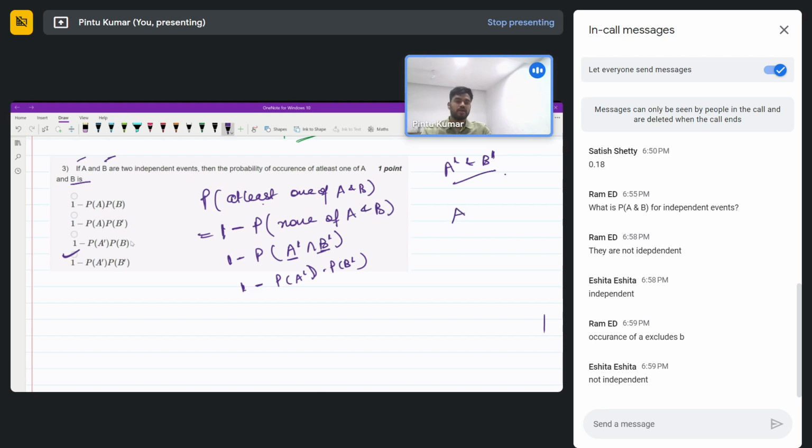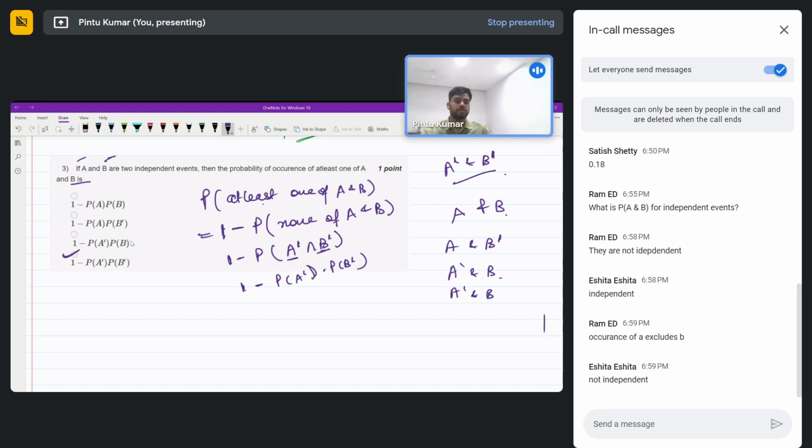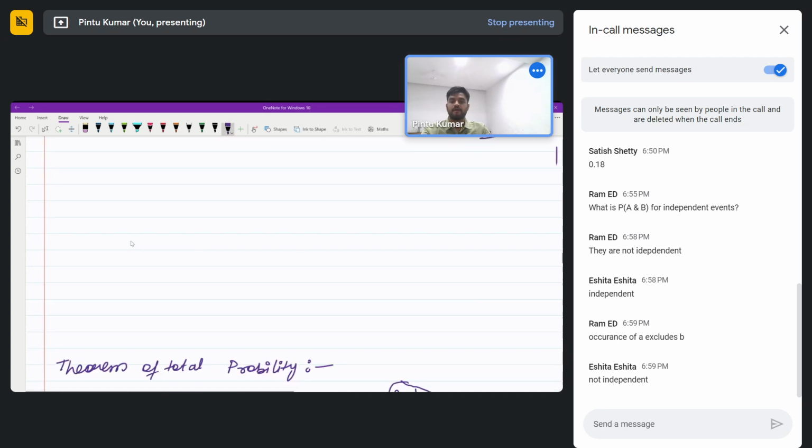So if A and B are independent, then A and B complement are also independent, and A complement and B are also independent. A complement and B complement are also independent.